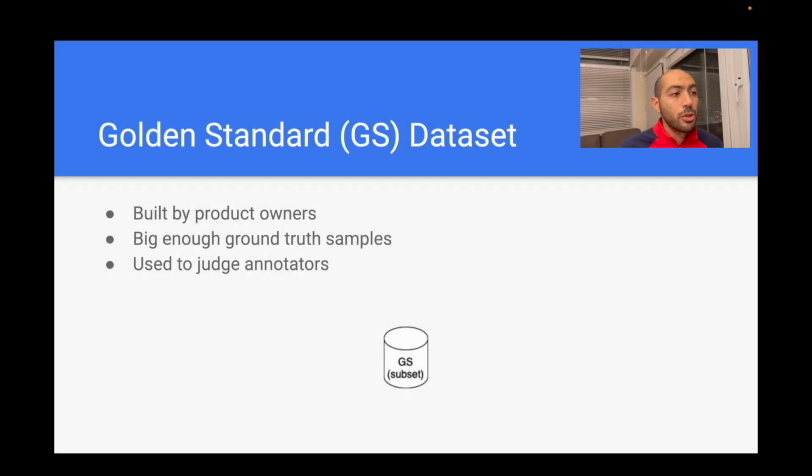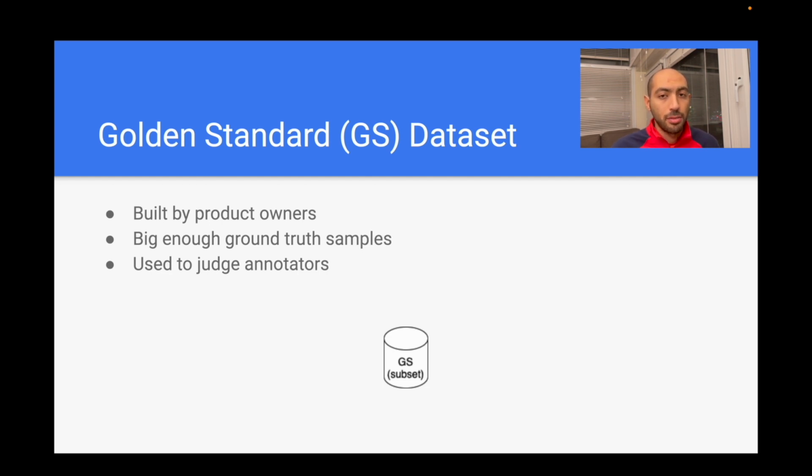So let's start with the first component. The first component is the golden standard dataset. This is a dataset that is built by product owners. By product owners, I mean someone who is familiar with the domain space, who can actually label the first batch of data. Usually at this stage, you want to make sure that the golden standard dataset is not biased. So you don't want it to be labeled by one single person. You want it to be diversified as much as possible, because we will be building upon the golden standard dataset later on.